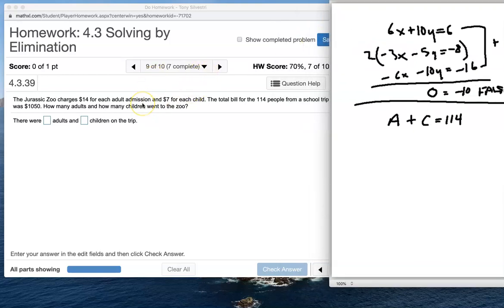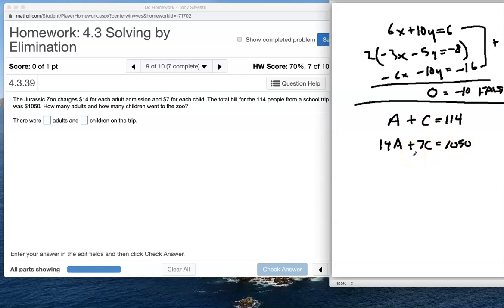Now we have to deal with the money. So every adult that went had to pay $14. So 14A would be the amount of money due to adults. Plus, for every kid, you've got to pay $7. 7C is the amount of money for kids, and that's equal to $1,050. Okay, that's the hard part. Hard part's coming up with the equations.